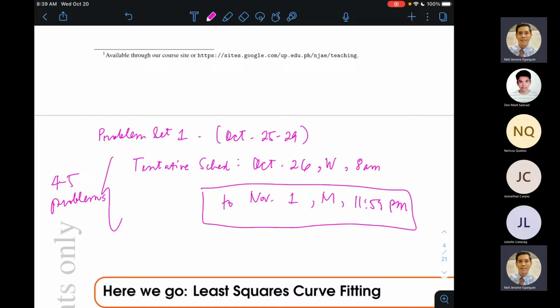So isa sa interpolation, isa sa algebraic interpolating polynomial, isa sa splines, ano pa ba? Isa sa norm optimization, saka isa sa curve fit. Yun nga ba yung topics natin? So, basta, I'll try to keep it 4 problems. Pag hindi ko talaga kinaya ng 4 problems, gagawin kong 5. Pero, yeah, I'll try to minimize it as much as possible. Pero, yun.